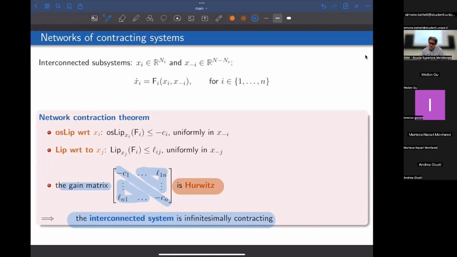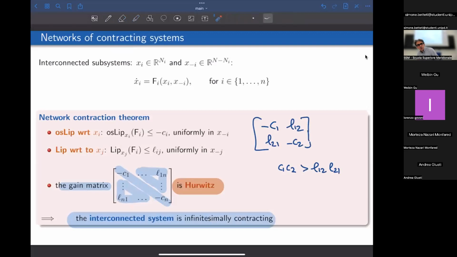Let me give a little example. Minus c_1, L_12, L_21, minus c_2. When is this matrix Hurwitz? It is Hurwitz when c_1 c_2 is larger than L_12 L_21. It's easy to check. You know how to check the Hurwitzness of a 2x2 matrix? You have to check that both eigenvalues have negative real part. You compute the trace, which is the sum of the eigenvalues. This is negative, because minus c_1 and minus c_2 are both negative. In order for both eigenvalues to be negative, you need the determinant to be positive. So c_1 c_2 minus L_12 L_21 needs to be positive. This is the condition that you get.